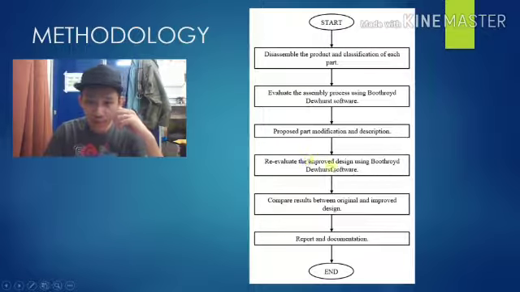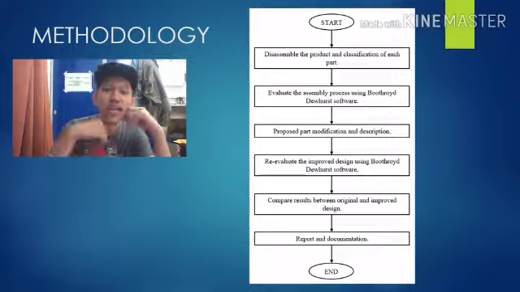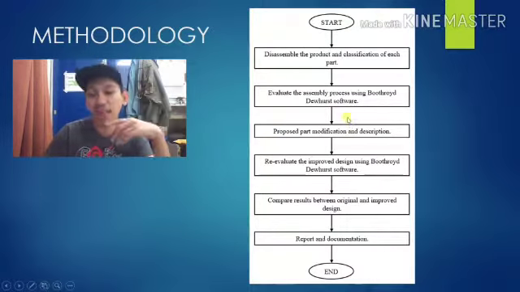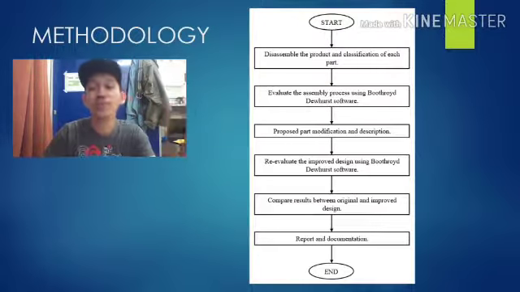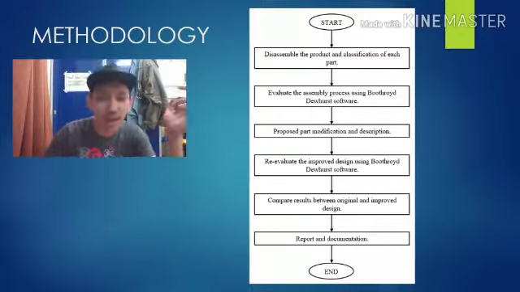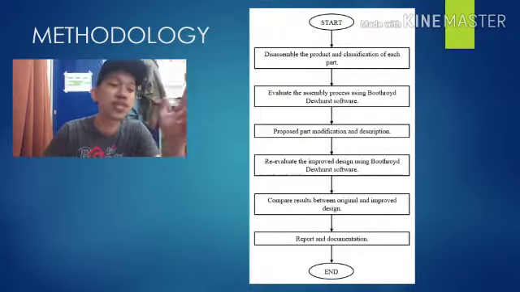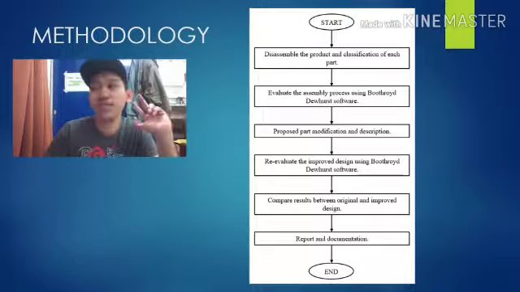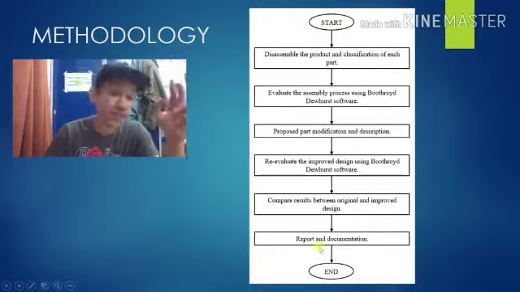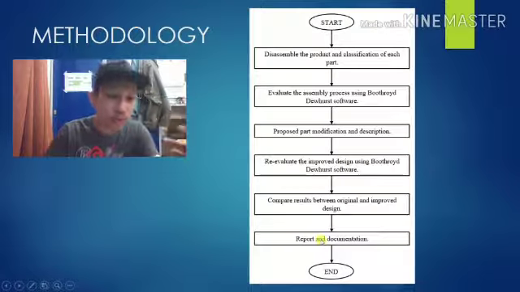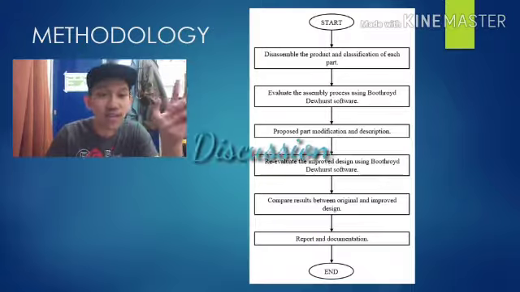And then we evaluate the improved design using Boothroyd-Dewhurst software, which is after we improve the design, we have to re-evaluate, same as the second step, but the difference is the improved design. And then we have to compare the result between the original design and the improved design, and then we know what the increase in efficiency is, is it the reduced cost, is the manufacturing time reduced, and then we have to report and make the documentation, which is we conclude whether this product can reduce the cost and reduce the time.